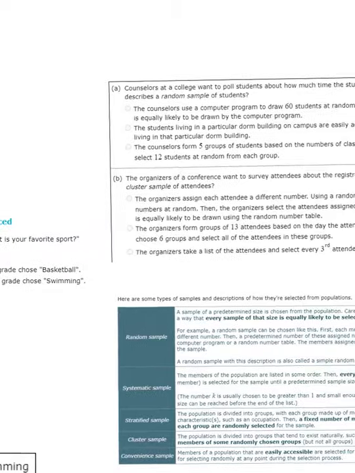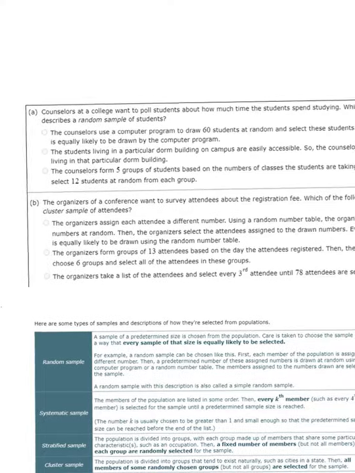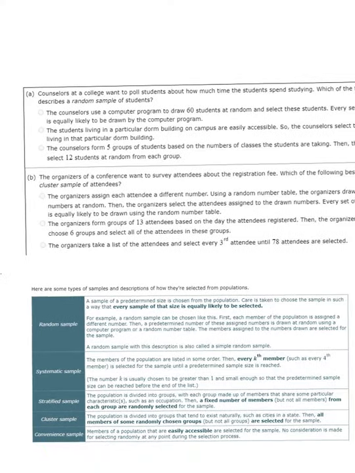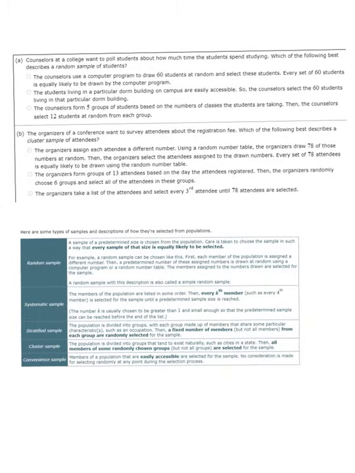The one that may cause you a little bit, well, it's going to take you a little bit longer. It's not a harder problem necessarily, but it's just going to take you a little bit longer, is the one where you're dealing with types of sampling. So the question reads like this. Counselors at a college want to poll students about how much time students spend studying. Which of the following best describes a random sample of students? So you need to understand, what is a random sample of students? What is random sampling?